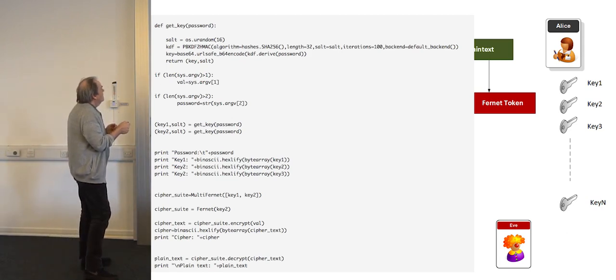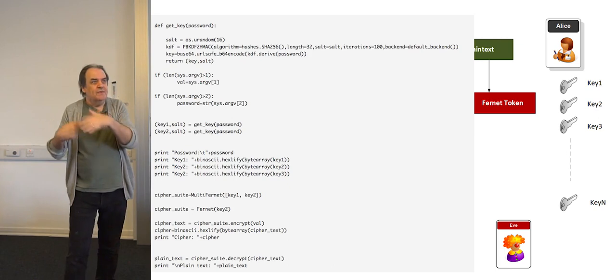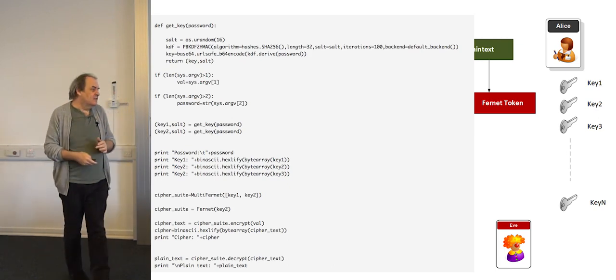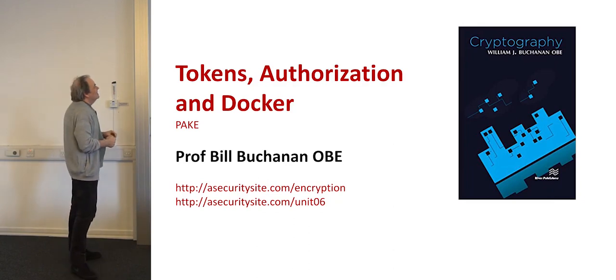So this is the example here. I've got a number of keys that I've used, and then I create the MultiFernet, which will try each of the keys to see which one will actually work.